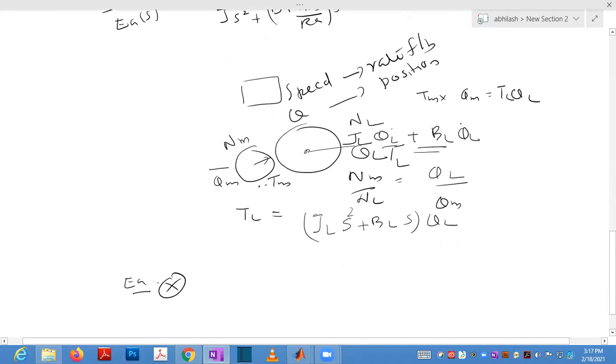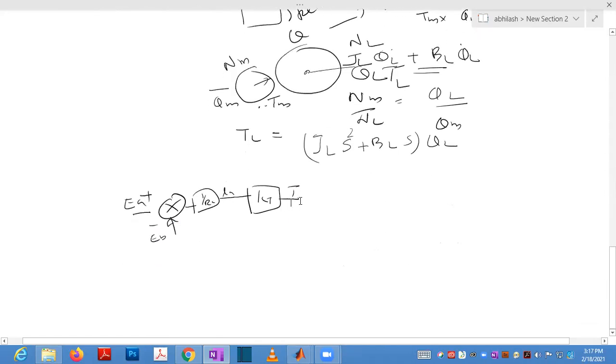EA, EB, 1 by RA will give you IA, and IA multiplied by Kt will give you the torque here. And the torque is multiplied by this 1 by Js plus B will give you omega m. This omega m multiplied by 1 by S will give you theta m.